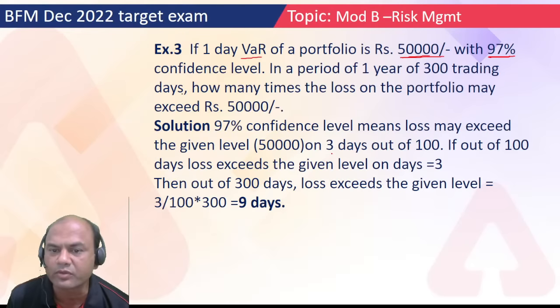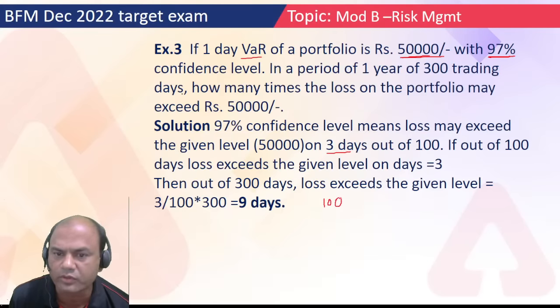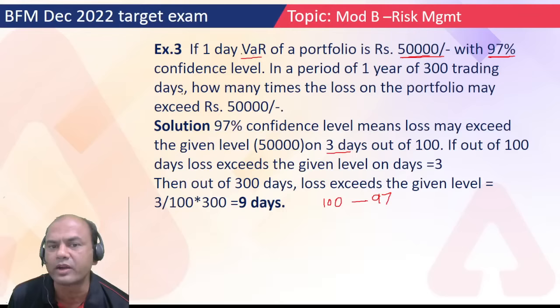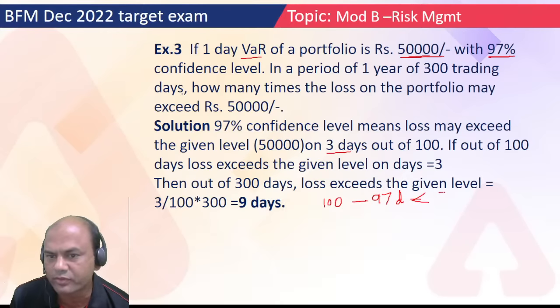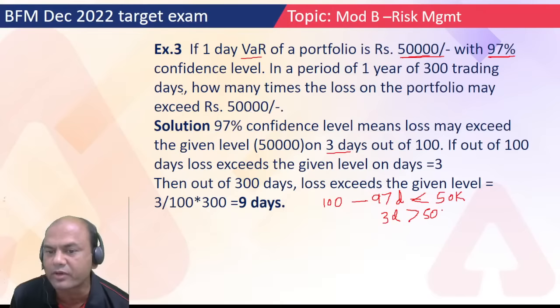Now what do you mean by 3 days out of 100? Percent means always it is for 100. So out of 100 days, for 97 days, the loss of my portfolio will be less than 50k. But what about the remaining 3 days? 100 minus 97, so on the remaining 3 days it will be greater than 50k. So this is my worry.